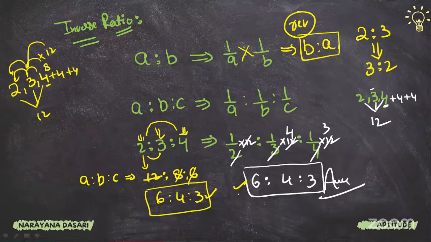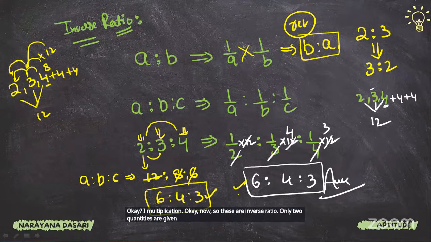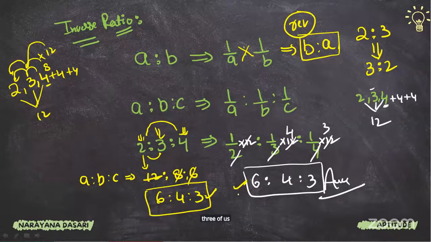ఓకేనా? కావాల్సిన తప్ప రిమైనింగ్ నంబర్స్ మొత్తాన్ని మల్టిప్లై చేయండి. ఓకేనా? సో దిస్ ఆర్ ఇన్వర్స్ రేషియో. ఓన్లీ two quantities are given. Just remember reverse, guys. Any doubts regarding this point, guys, here?